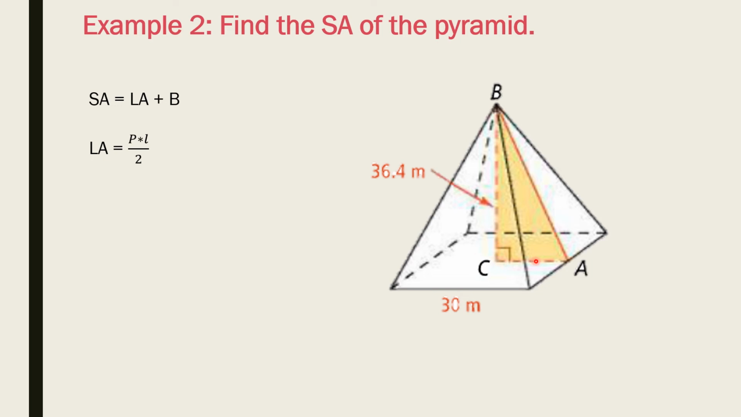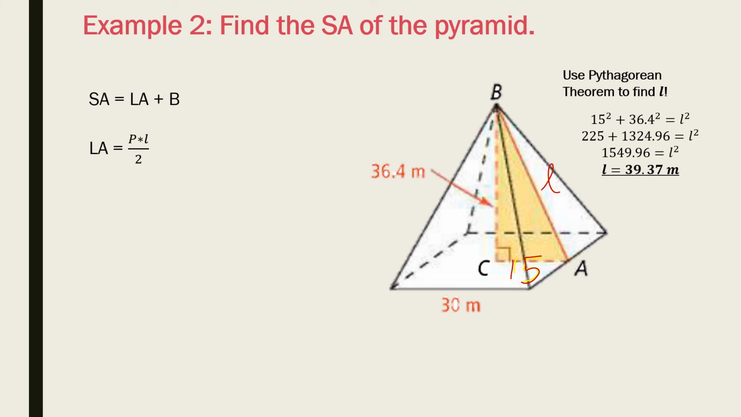So the bottom length of this triangle is actually going to be half of 30, or 15 meters down there, right? 15 meters down there. So now we can actually use the Pythagorean theorem to find the slant height. And remember, the slant height is going to be right there, that length from B to A.